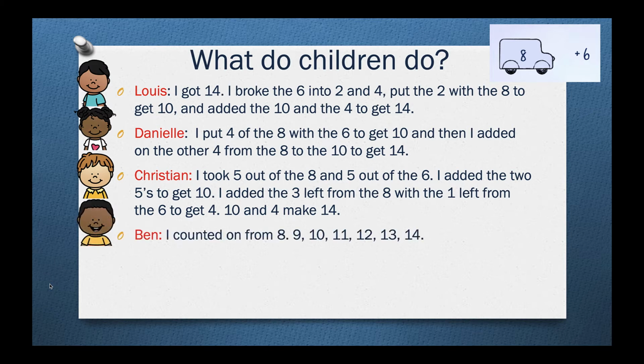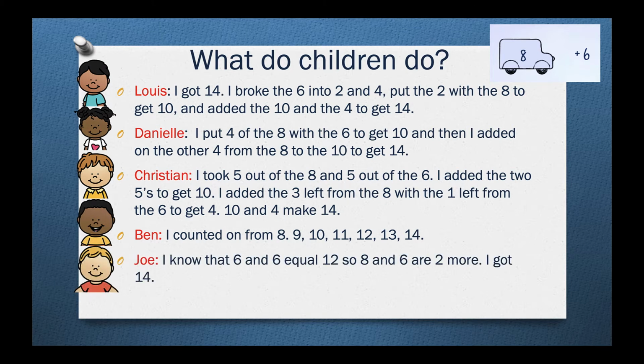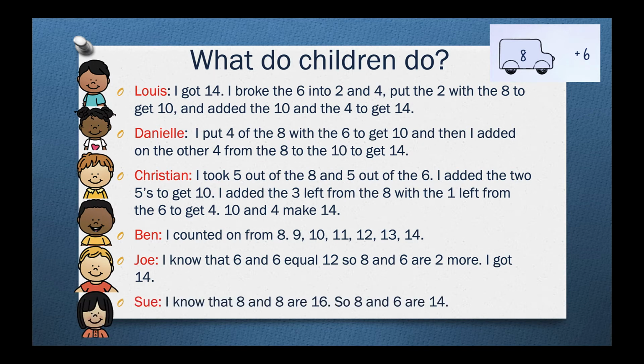Ben: I counted on. 9, 10, 11, 12, 13, 14. Joe: I know that 6 and 6 equal 12, so 8 and 6 are 2 more. I got 14. Sue: I know that 8 and 8 are 16, so 8 and 6 are 14.